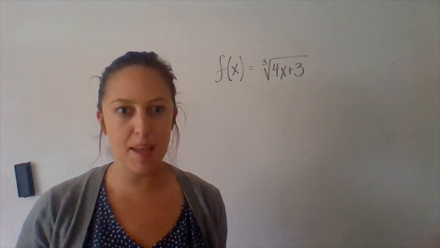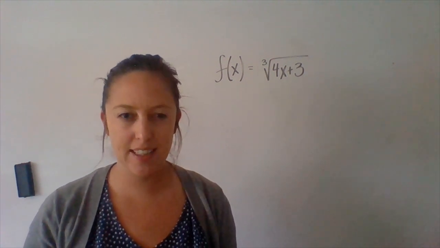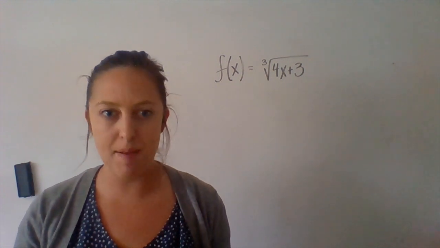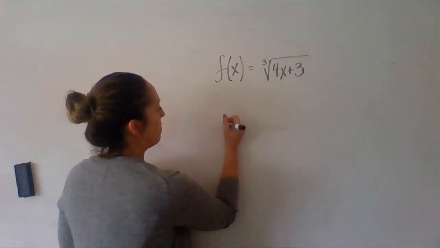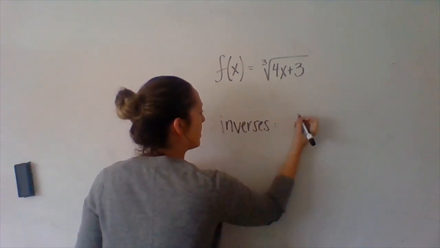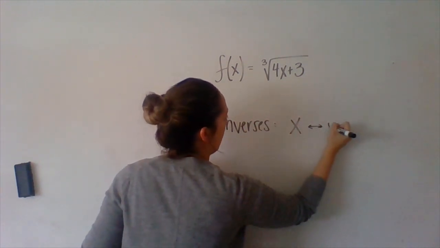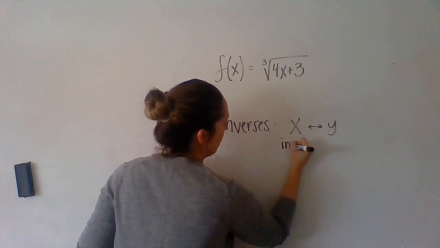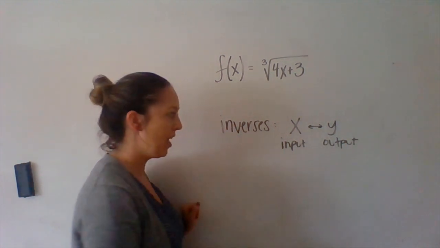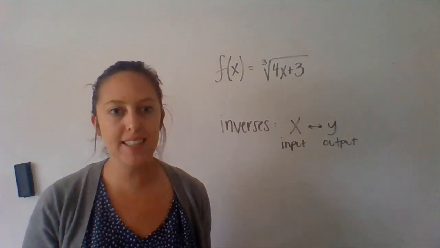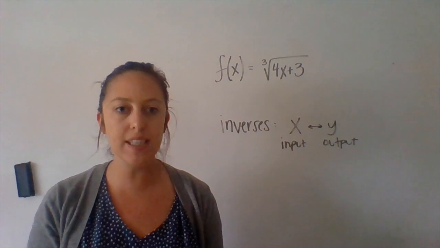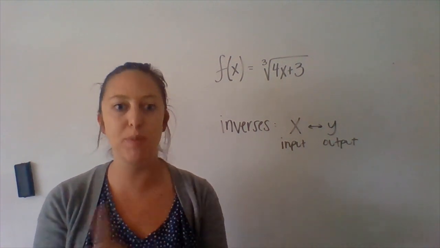So now let's use this same equation to review finding inverses. The relationship between inverse functions is always the same, and here is the relationship. My inverses always switch their x and y, okay? Or their input and their output. So what that means is that on a table or a graph or an equation, you are always going to take your input and your output and switch them.